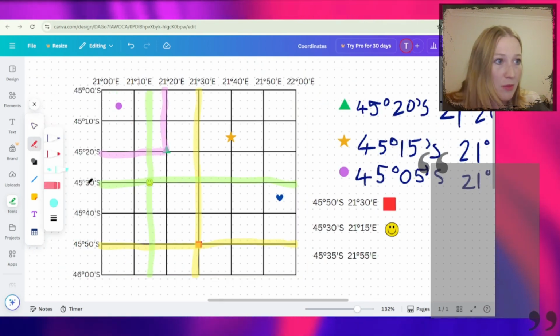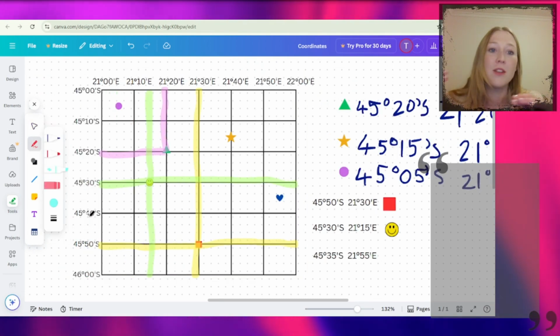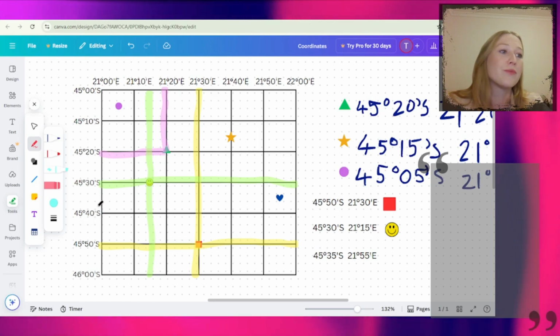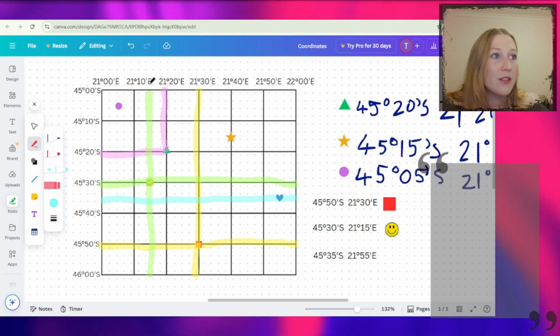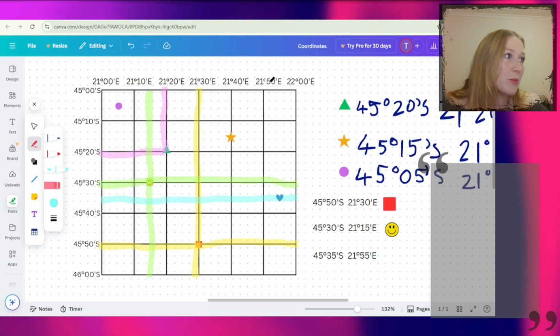And the last one, 45 degrees and 35 minutes. 45 and there's 30 minutes. There's 40 minutes. So it must be halfway between the two. There we go. And now we have 21 degrees and 55 minutes east. 21 degrees, there's 50 minutes.